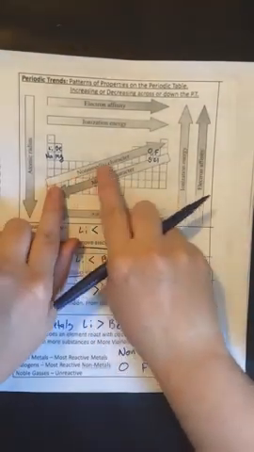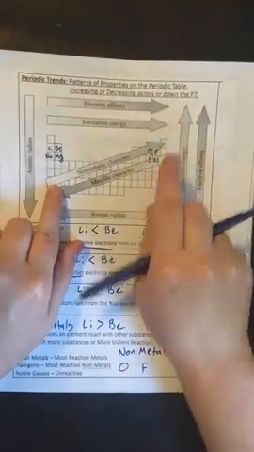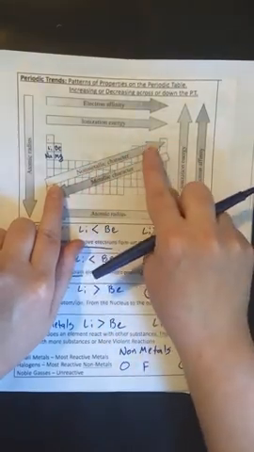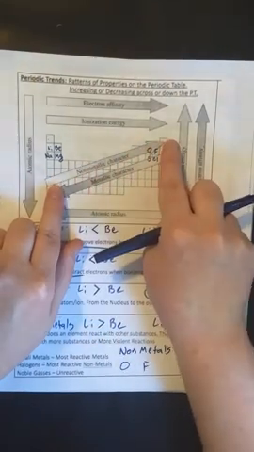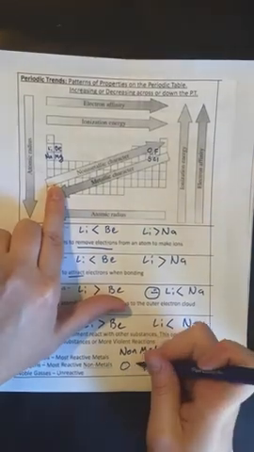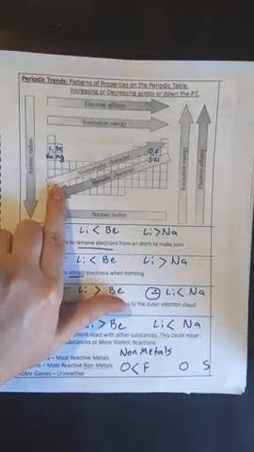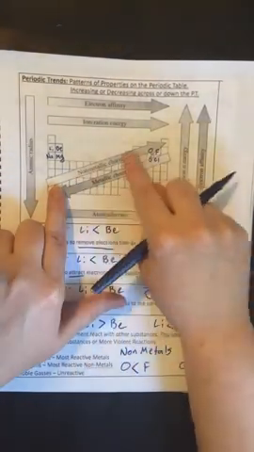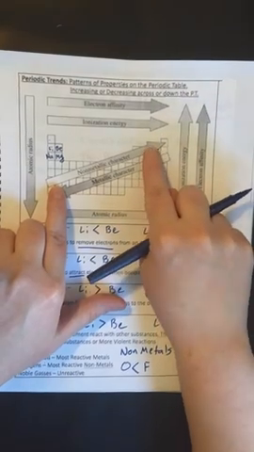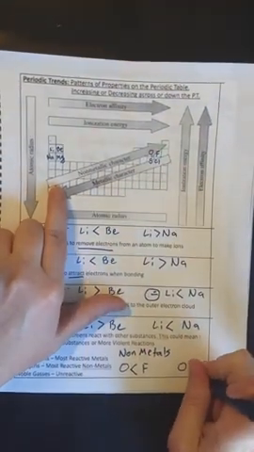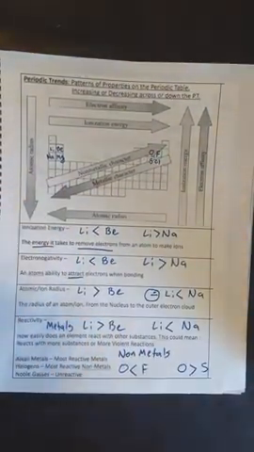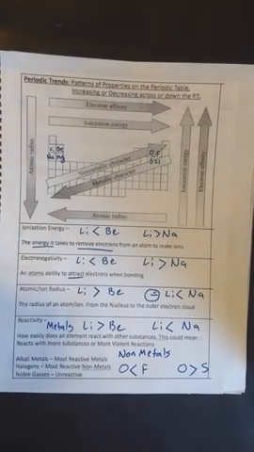If we look, nonmetals increase as we go up. So if I look at oxygen and fluorine, it goes up and to the right. Fluorine is further to the right, so it's going to have the higher value. Nonmetals go up, so the one that's higher up will have the higher value, so that's going to be oxygen. Okay? So the key is you've got to follow the arrows.